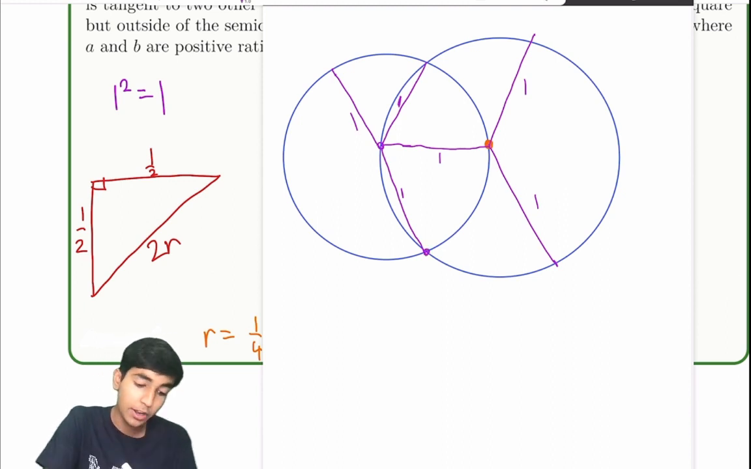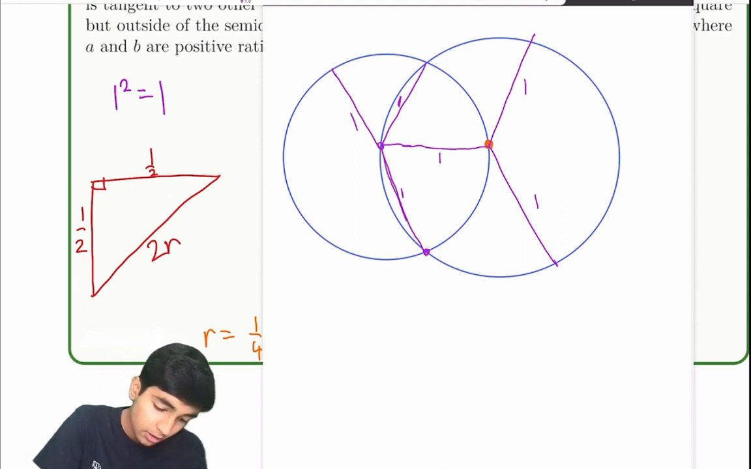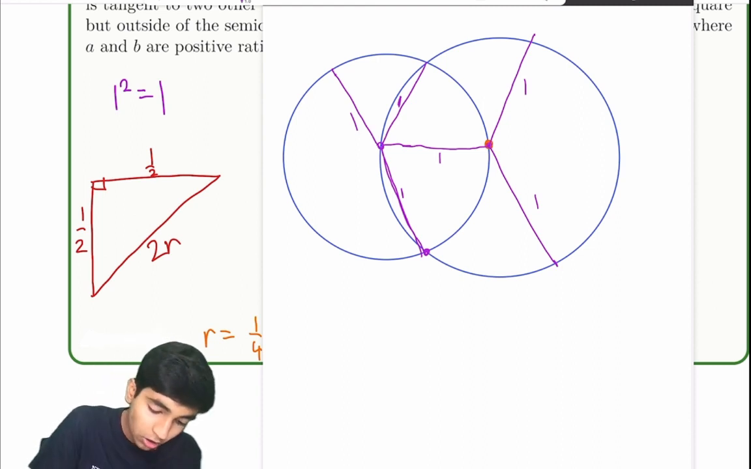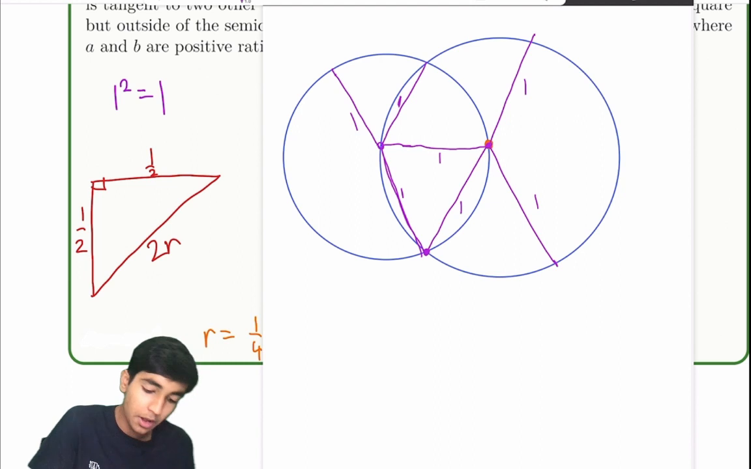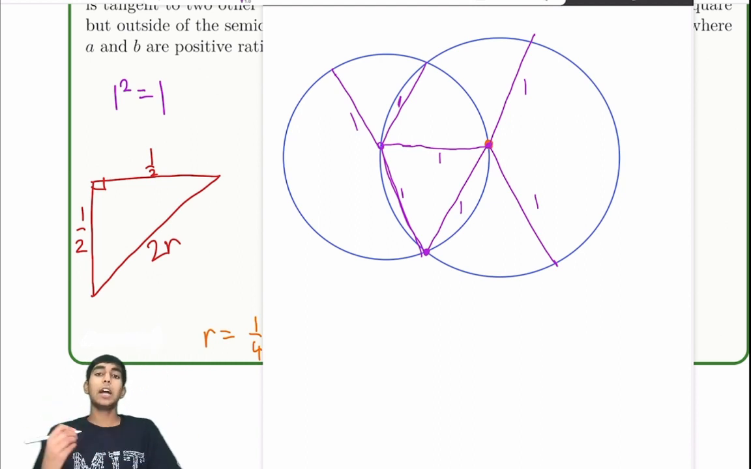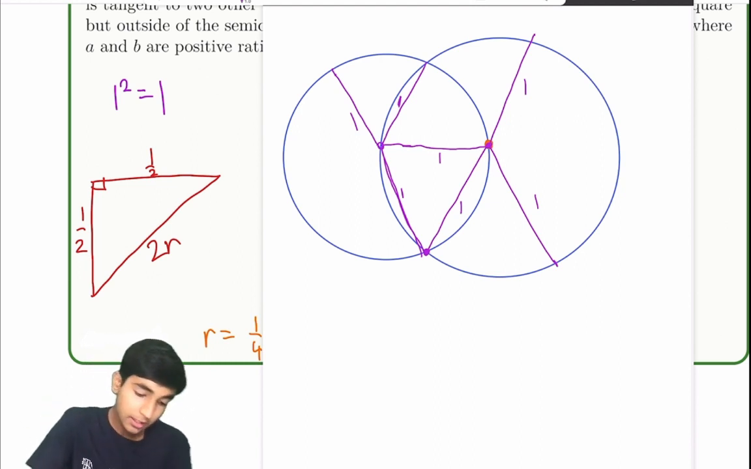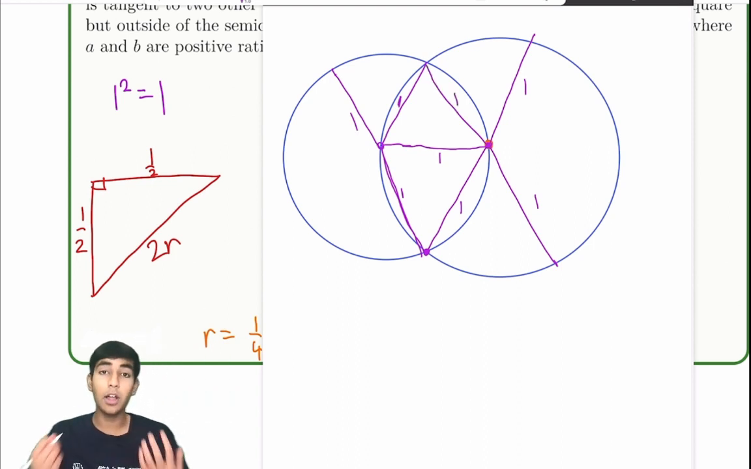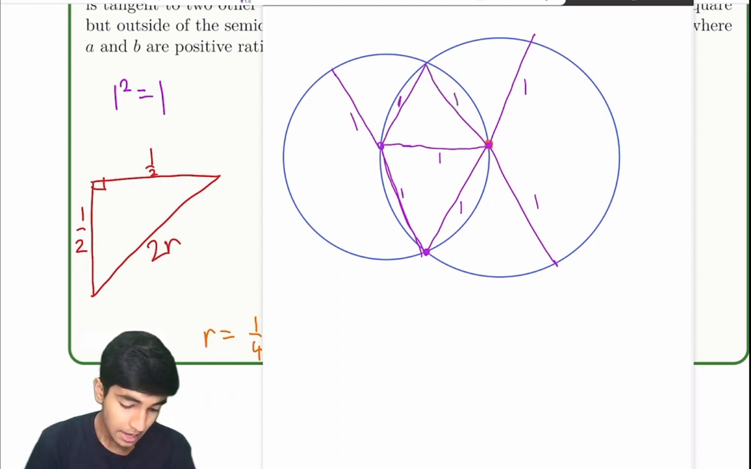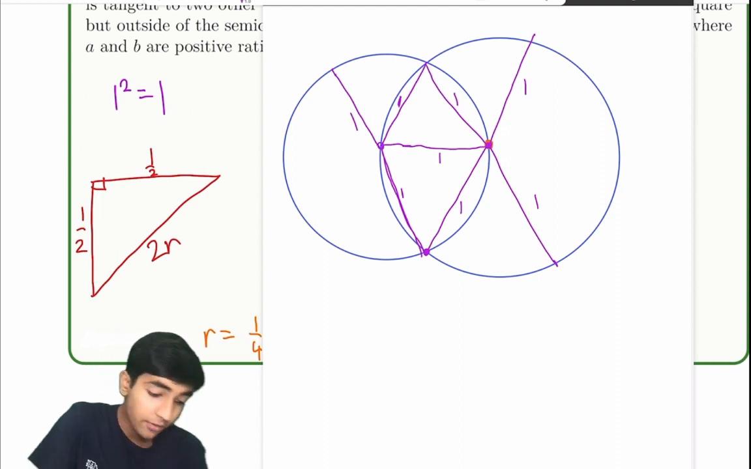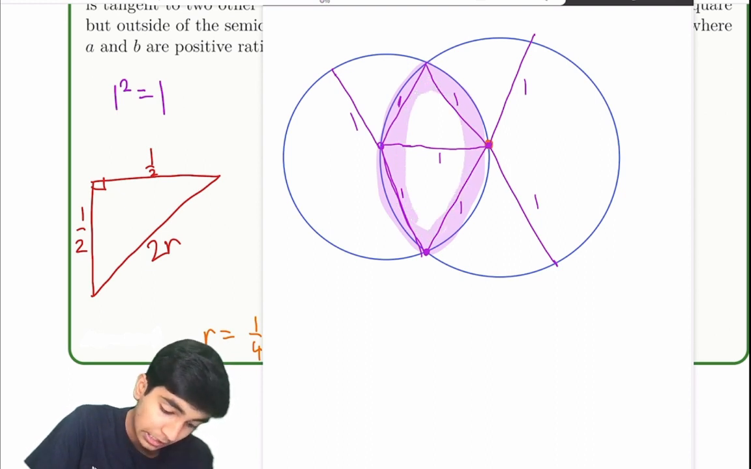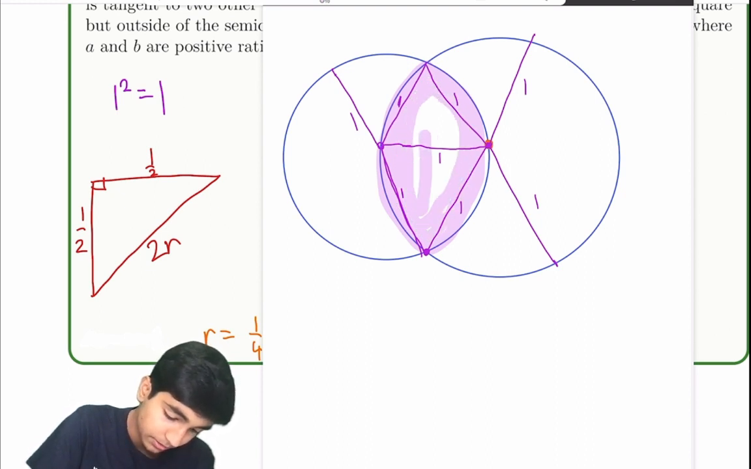This right here is a point on the first circle, so this is going to be equal to 1 since it's a radius. Also, from here to here is also going to be 1 because that's also a radius of the circle. Similarly, this is also a radius of the second circle, so it's going to be 1. So how do we find the area of this region here? It's called a lune.